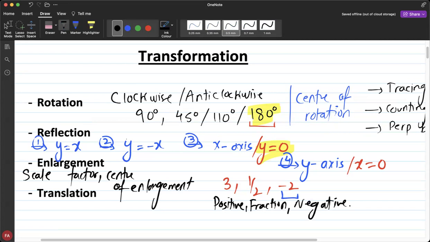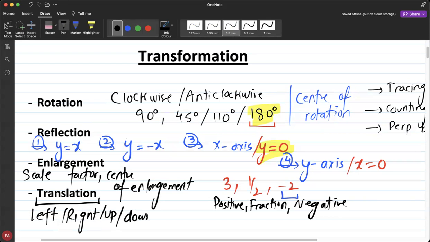When I say there's a negative scale factor, that means the image has been inverted. It's getting bigger. 2 means it's getting bigger, but minus means it has been inverted. So maybe it was facing upwards. Now it's going to be facing downwards, but 2 times bigger. And finally, we have translation, which is quite simple, which means moving left, right, up, or down.